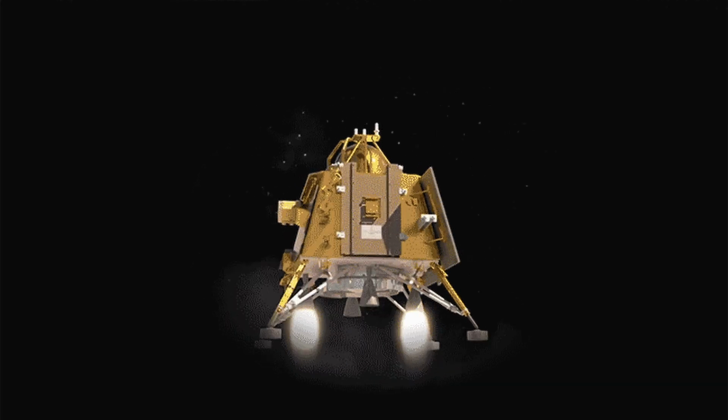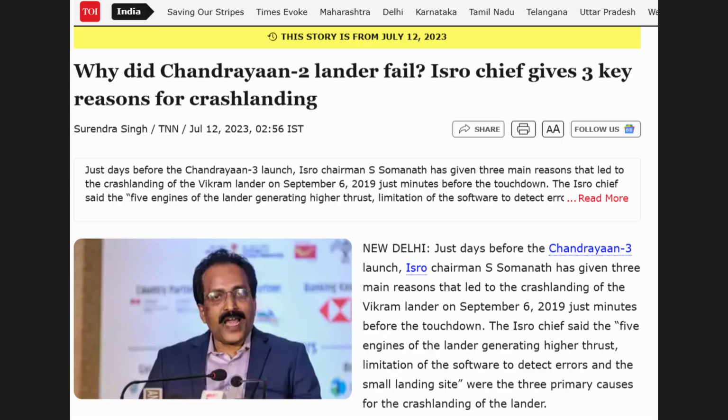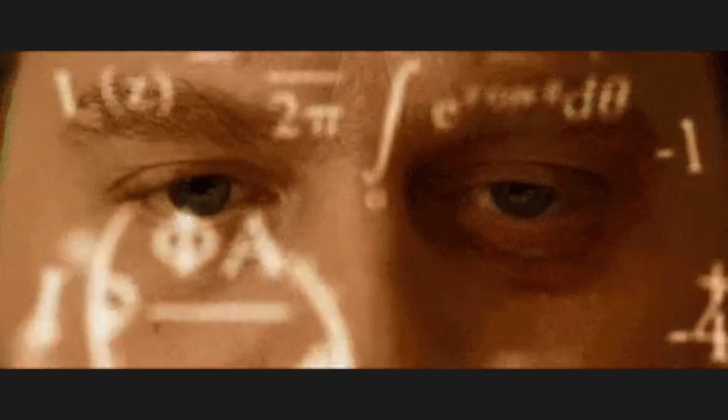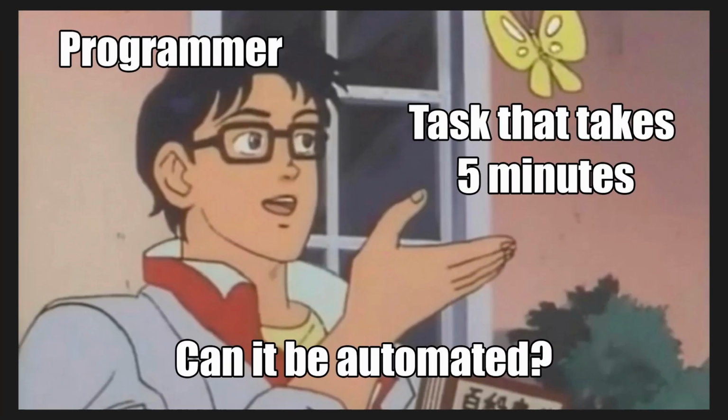It was August 23rd, and I was staring at the television. Chandrayaan-3 was about to land on the moon, but the memory of Chandrayaan-2's crash was still fresh. I was thinking about what kind of algorithms they were using. Wouldn't it be cool if we could just automate the whole thing?